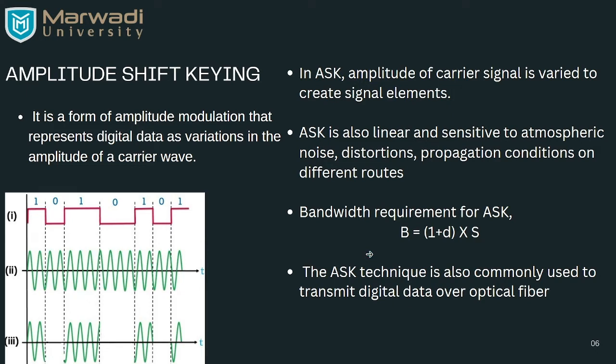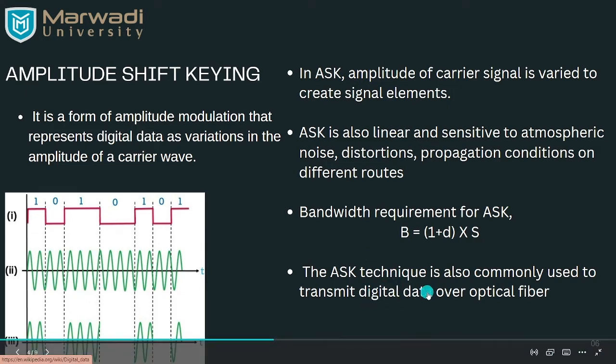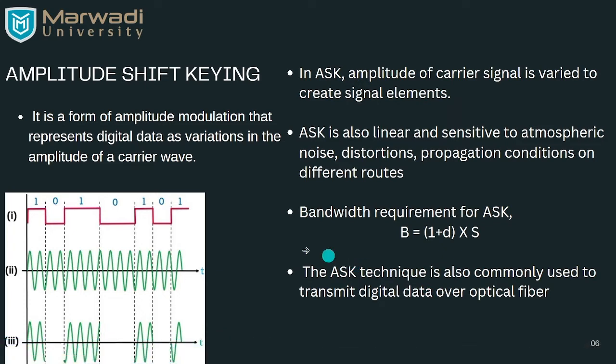Amplitude shift keying is used over optical fiber, and this is also sensitive to noise, distortion, and some propagation delays, because noise only affects the amplitude. So if there is noise in the environment, then we are not able to get the proper output in amplitude shift keying modulation.